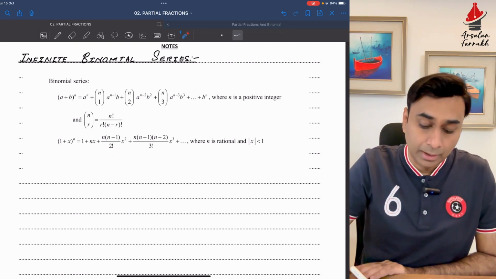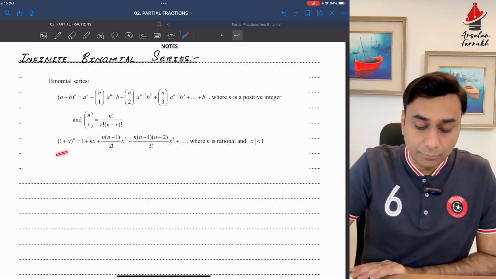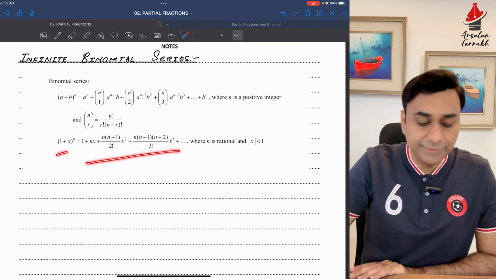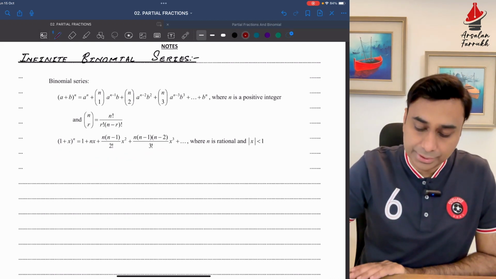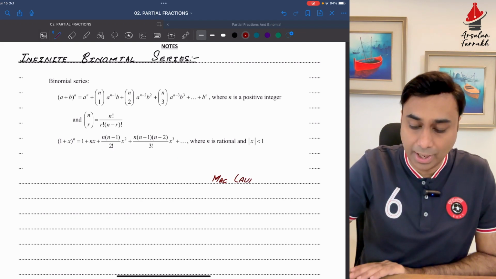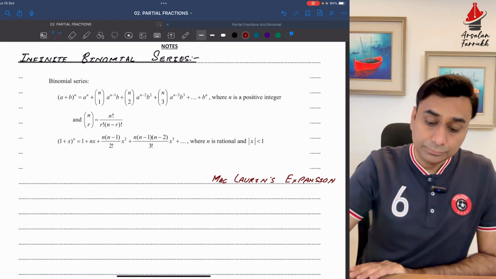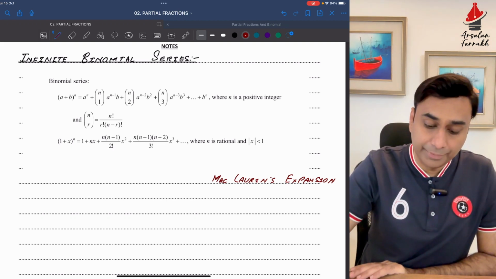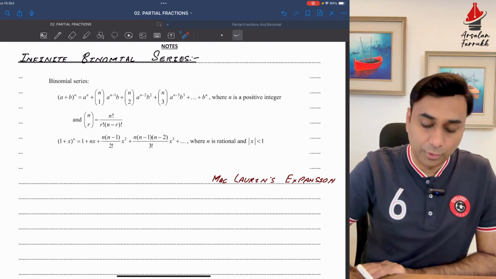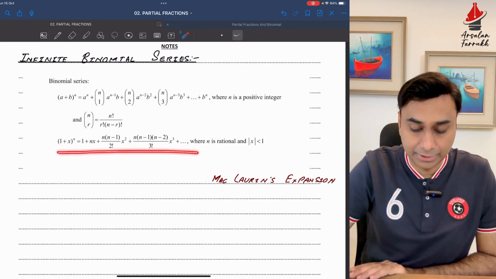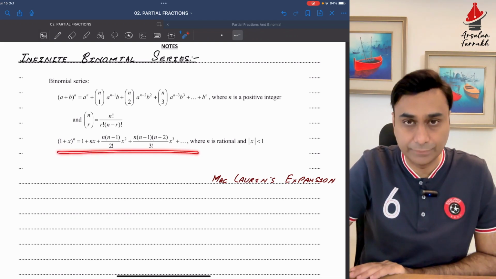In case you are wondering where the formula comes from, you can do some research on Maclaurin's expansion and you would be able to identify how this is done. Or maybe I can make another video regarding Maclaurin's expansion and there I would be able to explain that to you. But right now, let's focus on what the formula is, how we use this particular formula, and why this formula is useful.